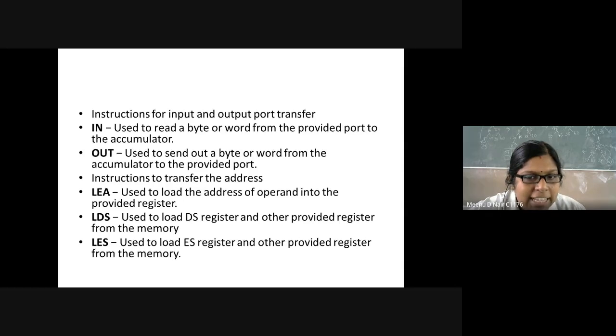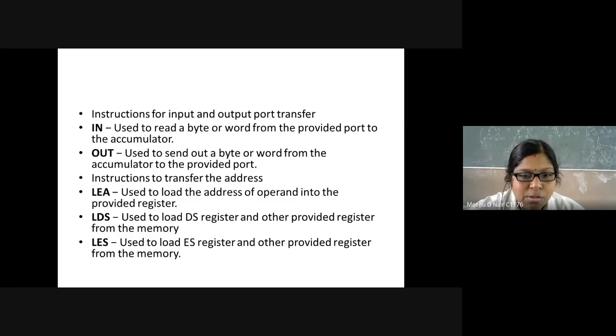What is LEA? It is used to load the address of the operand into the provided register. If you are giving a command with LEA, it is loading the address. It is not loading the data. It is loading the address only, in the provided register. Next one is LDS. It is used to load the DS register and the other provided registers from the memory.